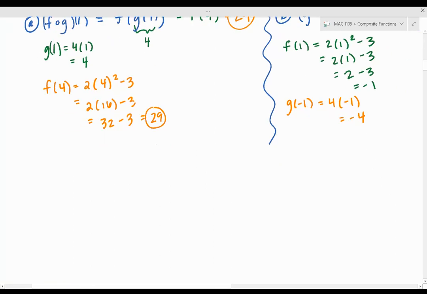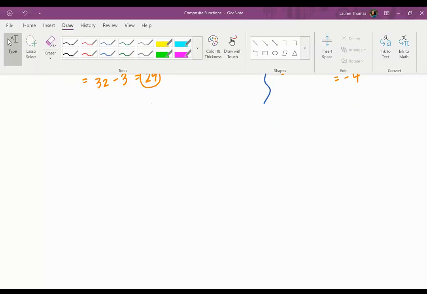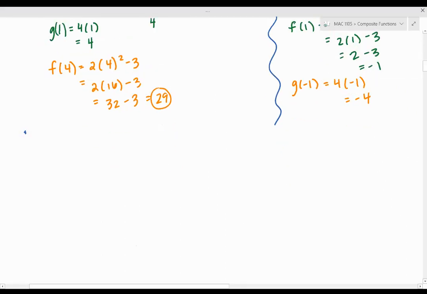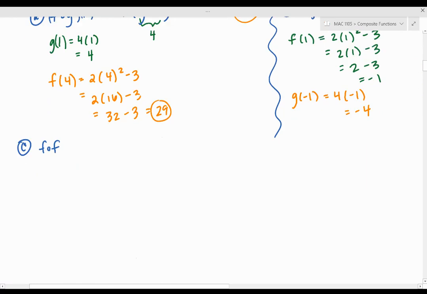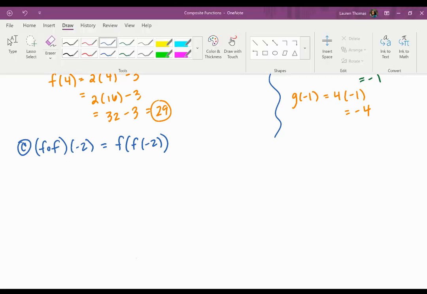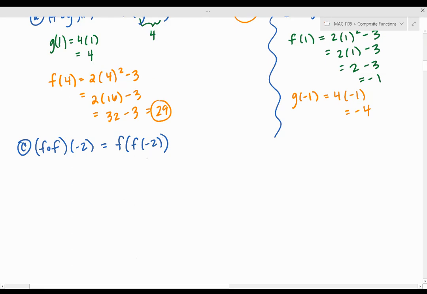All right, let's move on to C. For C, we're doing f composed of f of negative 2. I'm going to write it the longhand way again. Notice this time we're putting f inside of itself. We're composing the same function within itself. So I'm still going to do what I did before: I'm going to work from the inside out. So the first thing I'm going to do is find f of negative 2.